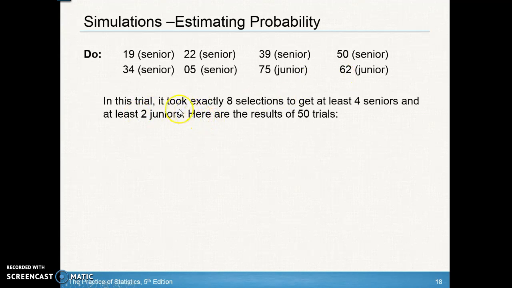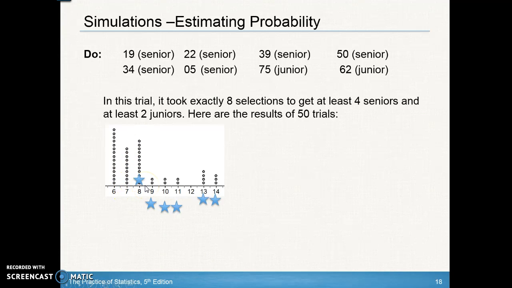All right, now, we only did this one time. A calculator or some technology can do 50 trials. So this means it took 6 trials to get exactly 4 seniors and 2 juniors, 7 trials to get 4 seniors and 2 juniors, 8 trials to get 4 seniors, 2 juniors, so on and so forth.